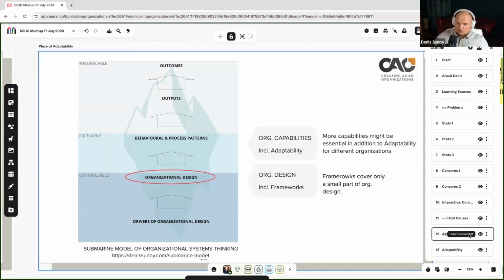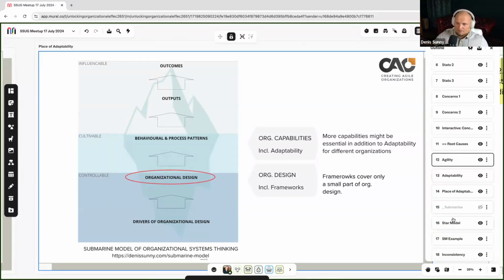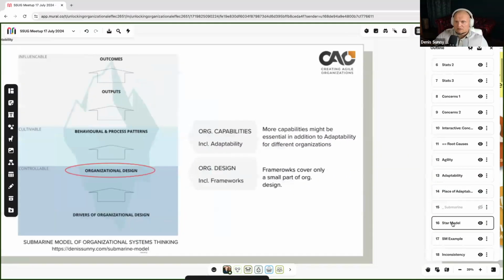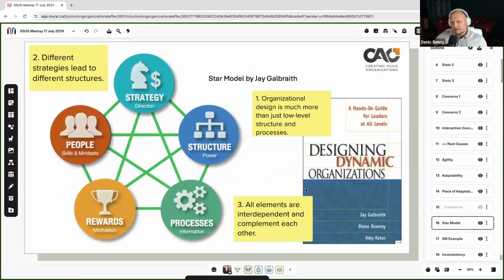So now let's move a little bit further. Okay. And another model to explain the concept of creating an agile organization, the STAR model by Jay Galbraith. I admire this model. This is very simple. And the main points of it are the organizational design is much more than just low-level structures and processes where normally we find our agile frameworks. Different strategies lead to different structures, and ultimately all elements are interdependent and complement each other. So if you want to unfold the full potential of your company and make it agile if you want, then you need to achieve the synergy of all of these elements.